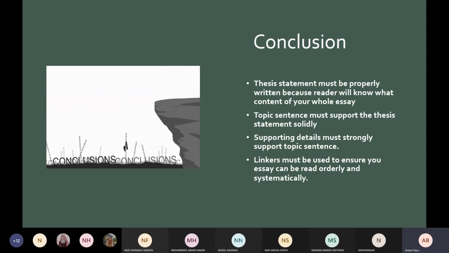And linkers must be used to ensure your essay can be read orderly and systematically. Because I sebagai examiner bila I nak check essay you yang banyak, I ada 2 kelas, 21, 22 orang satu kelas, so lebih 40, 50 lebih essay I nak marking. So kalau you tak guna linkers dia akan membeningkan kepala. So you better use linkers like firstly, secondly, in addition, besides that, moreover and so on, depend on the suitability of your content of the essay.